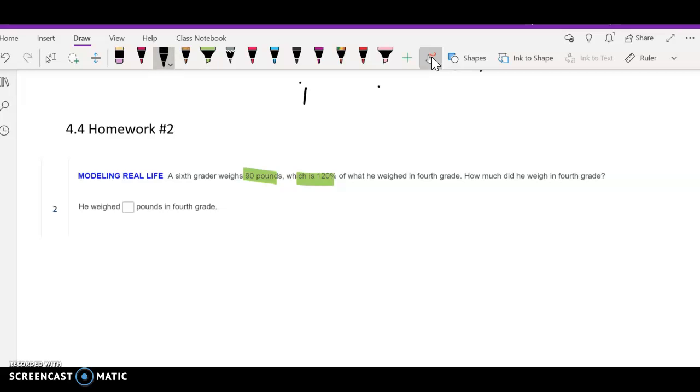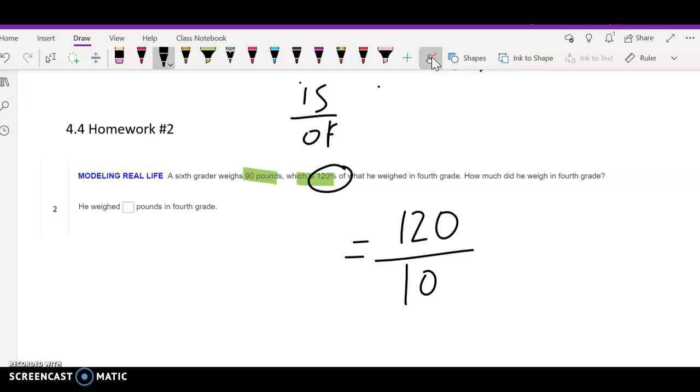Okay, we're still going to use this is over of to help us. But we were given the percentage, so we know that on one side of the equal sign, we're going to have the percentage of 120%. So we know that's 120 over 100. It's okay that that's improper. It's going to be because 120% is more than 100. So it's still going to be 120 per 100.